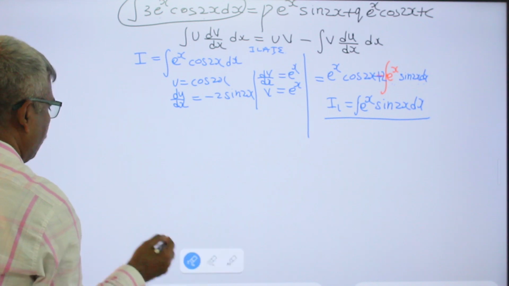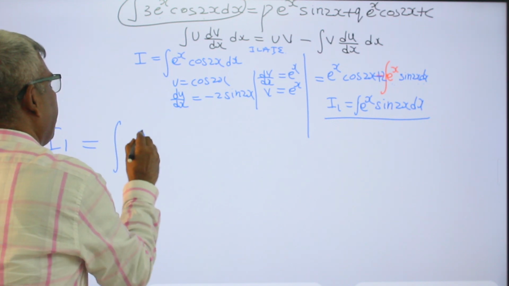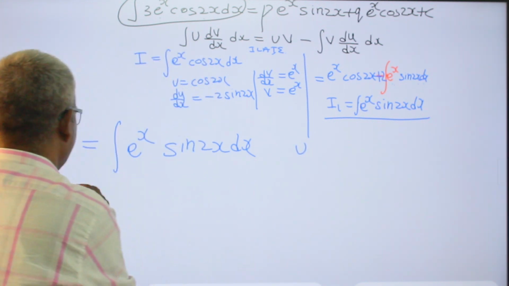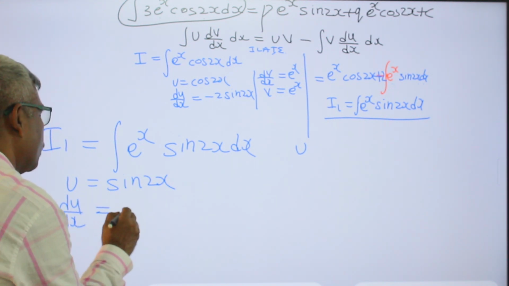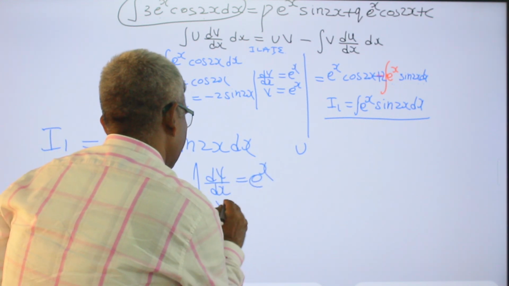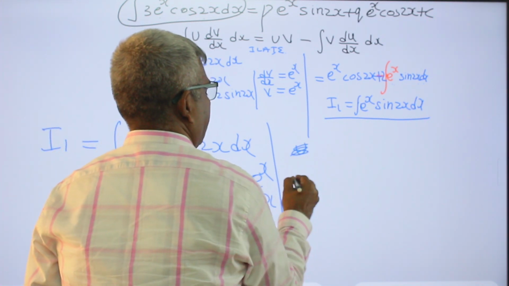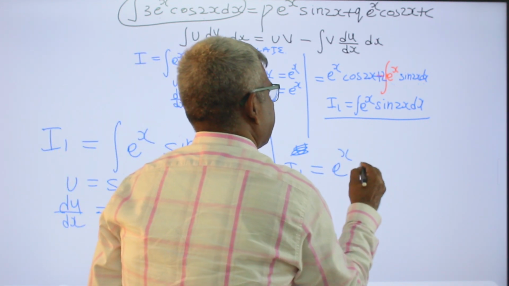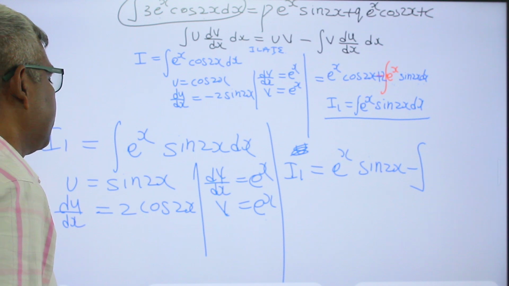Now we are going to do I1. I1 is equal to integration of e power x sin 2x dx. What is u? U equal to sin 2x. What is du by dx? 2 cos 2x. What is dv by dx? E power x. What is v? E power x. Now come here. I1 is equal to uv, sin 2x e power x. Always write e power x first. E power x sin 2x minus integration of v. V is what? E power x.